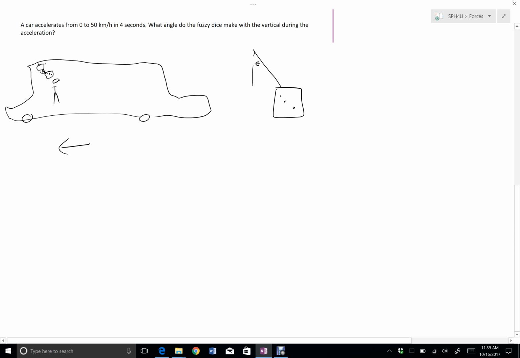Now we can do this from the accelerated frame of reference, from the car's frame of reference, or we can do it from the road's frame of reference, which is not accelerating. We'll do the car first, since that's the point of what we're doing here. So from the car's perspective, there is no acceleration, right? Everybody within the car should be maintaining the same thing, but we have this fictitious force, the centrifugal force, which is equal to the mass times the acceleration of the car. So here we're going to have to find the acceleration of the car, 0 to 50 in 4 seconds.